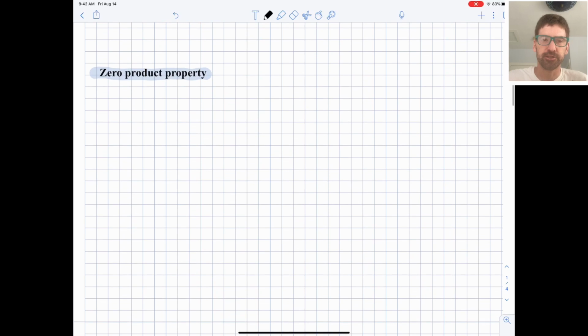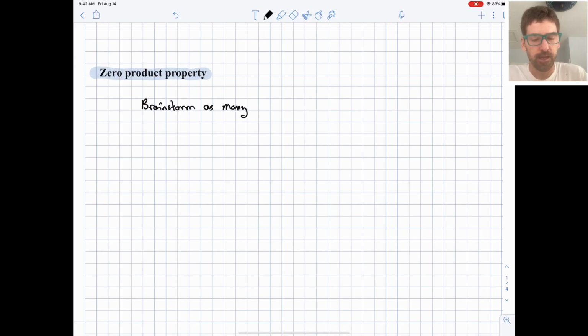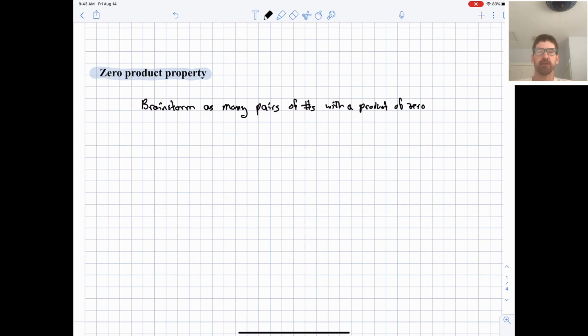The next thing, as part of our introduction, I want to remind you of the zero product property. And maybe not remind you of it, but introduce you to it. My task for you is to brainstorm as many pairs of numbers as you can with a product of 0. There's a point to this. You might think it's a weird question. How many pairs of numbers can you think of that have a product of 0? 0 and 0, 2 and 0, 3 and 0, -4 and 0, 0 and 5, 0 and a million.